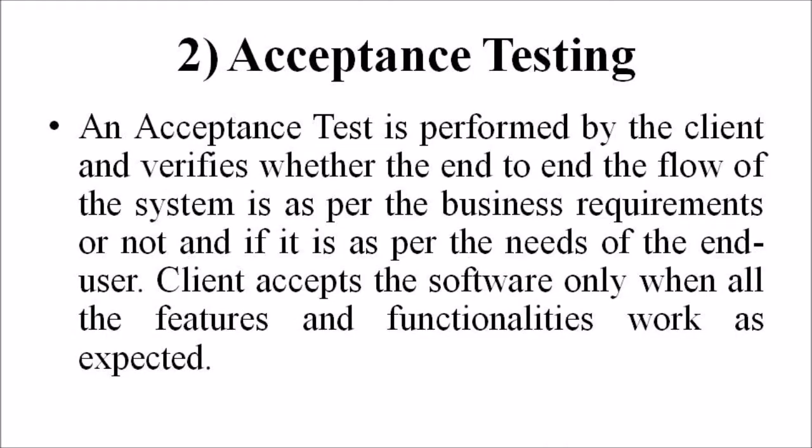Second one is acceptance testing. An acceptance test is performed by the client and verifies whether the end-to-end flow of the system is as per the business requirement or not, and if it is as per the need of the end user. The client accepts the software only when all the features and functionalities work as expected. It is the last phase of the testing, after which the software goes into production. This is also known as User Acceptance Testing, UAT.